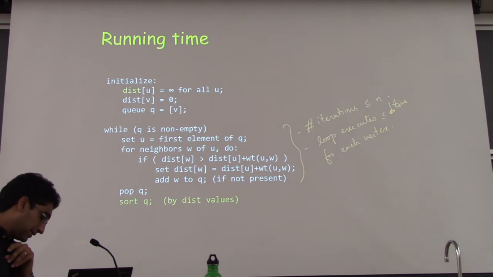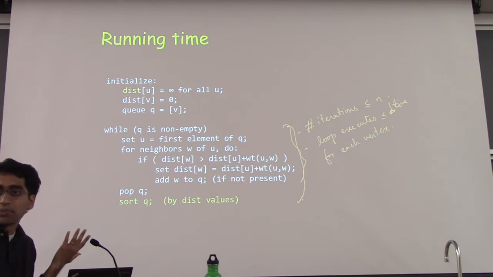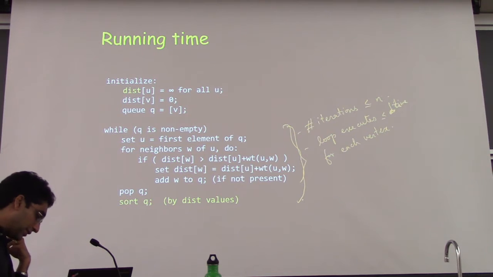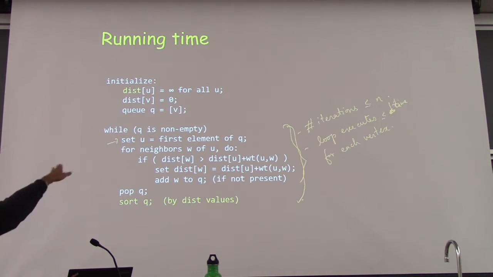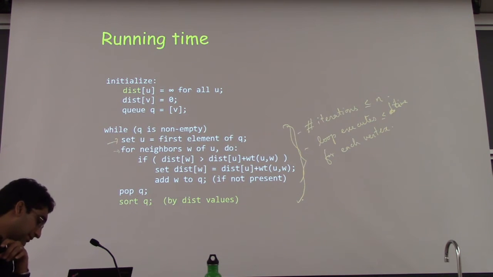So I've said that this loop executes at most once for every vertex. But we have to go step by step, right? That's the only way we know how to analyze an algorithm. So let's see, how long does this take? You want to find the first element of the queue, so this is just constant. And now you have this for loop which loops over all neighbors, so it runs degree of u times.